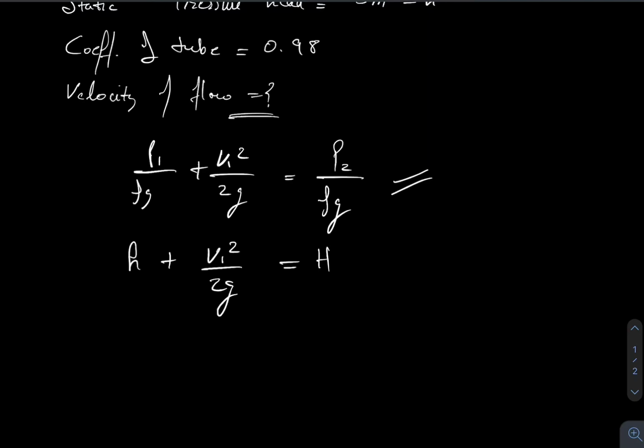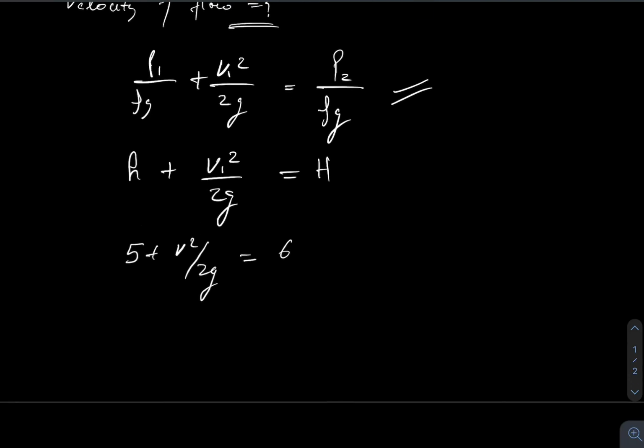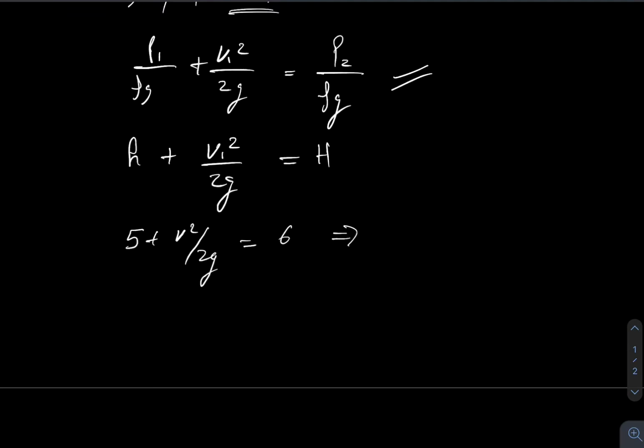So here I can write small h is 5 plus V square by 2g is equal to capital H, which is equal to 6, which implies V square by 2g is 6 minus 5, which is equal to 1. So V is equal to under root 2g. Fine. V is equal to under root of 2g. Now this is my ideal situation.